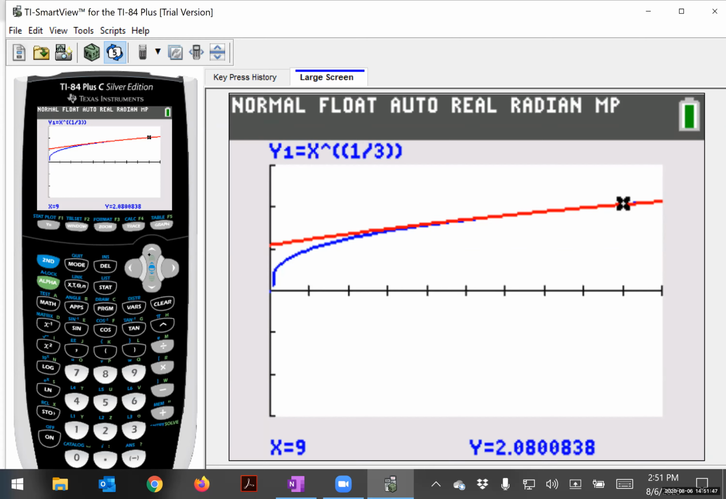So I'm just going to arrow up, and now I'm on the red line. When x is 7 on the red line, this is our approximation, right? Our approximation. We would get y equals 1.913, so pretty close. 1.91931944. Okay, that's for our parabola when x is equal to 7.